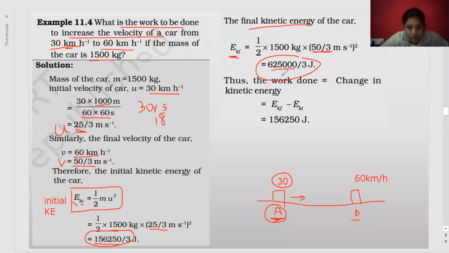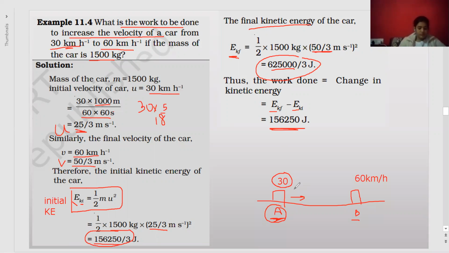So there is a change in kinetic energy. Let us find the change in kinetic energy. How can we find that? We simply have to subtract them. Means 625000 upon 3 minus 15625 upon 3. So on subtracting, you will get this.